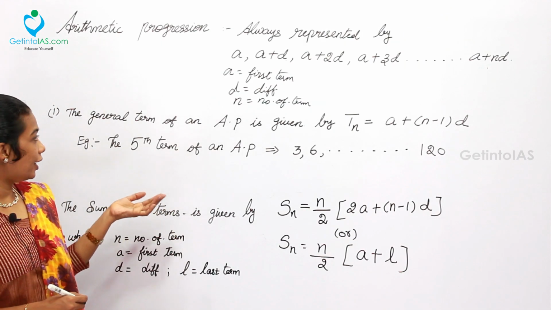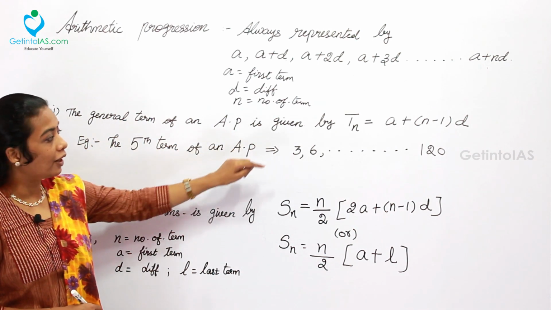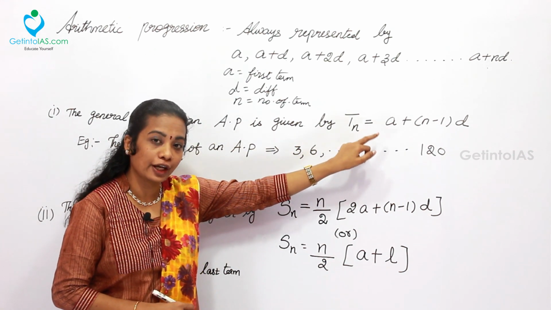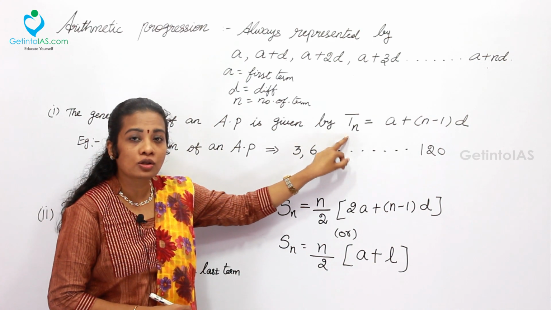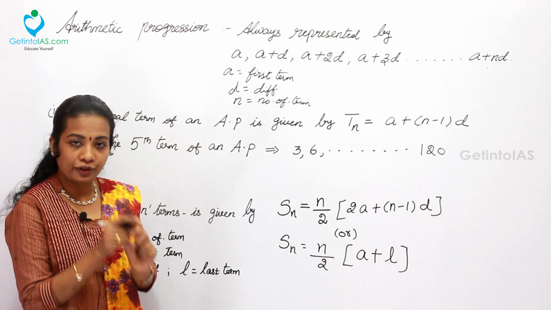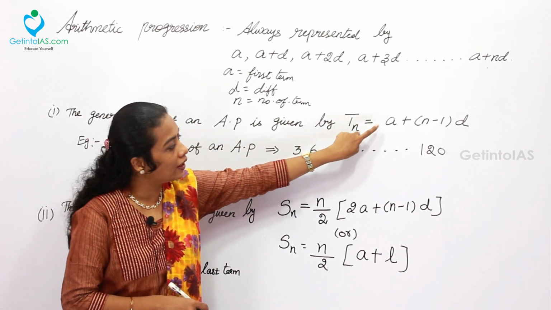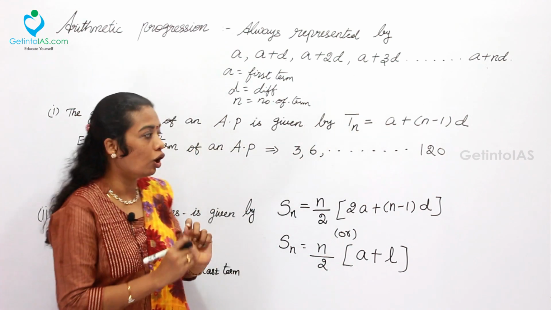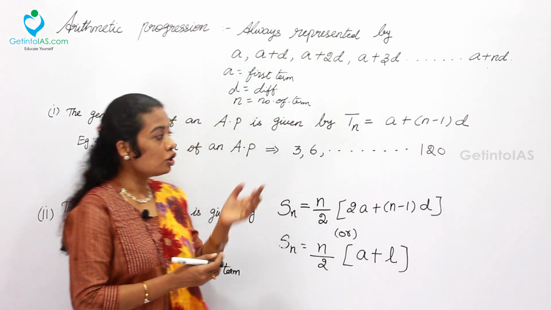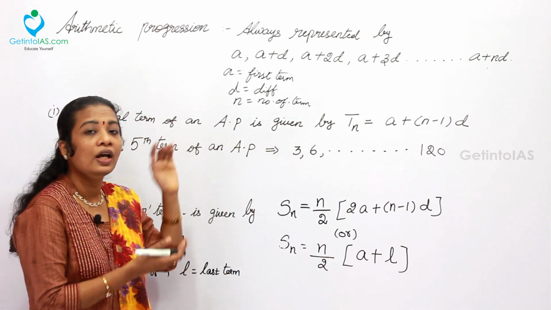The next concept is the general term of an AP, which is given by Tn is equal to A plus N minus 1 into D. So, Tn denotes the number of the term, that is the fifth term, specifically the sixth term, like that. If it is mentioned, you make it T6 or T5 like that. Then A is always the first term, N is the number of the term and D is the common difference. So, this is the specific formula given to find a particular term of an AP.